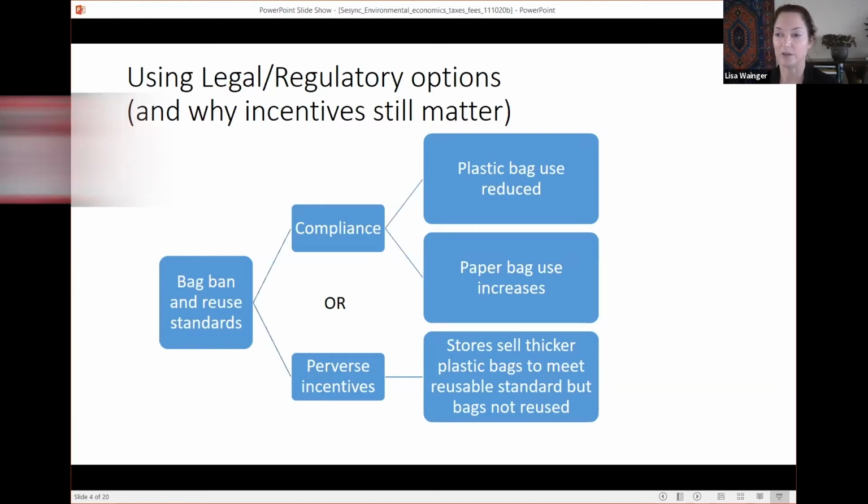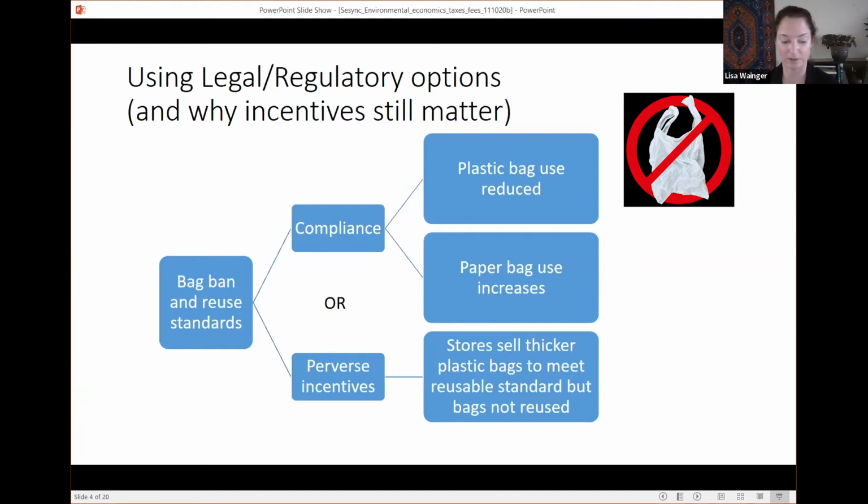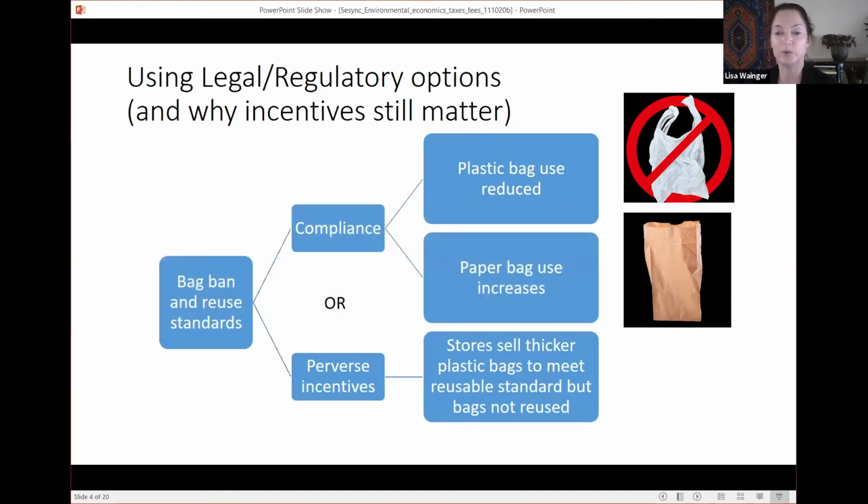and that plastic bag use will be reduced, and we'll get to the outcome we want. But another thing is that people could comply, but start using a lot of paper bags if you didn't ban them explicitly. That has some ramifications. Or another outcome is that you could create perverse incentives.